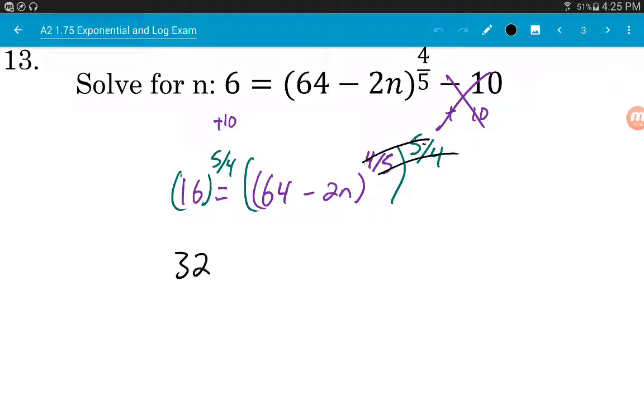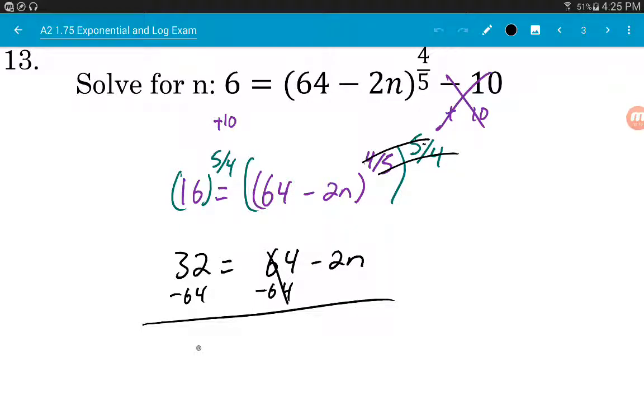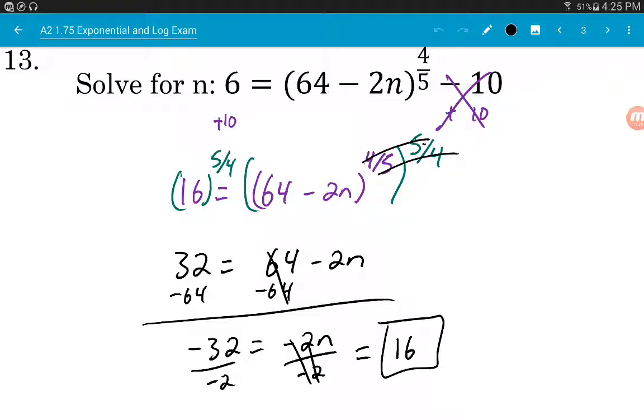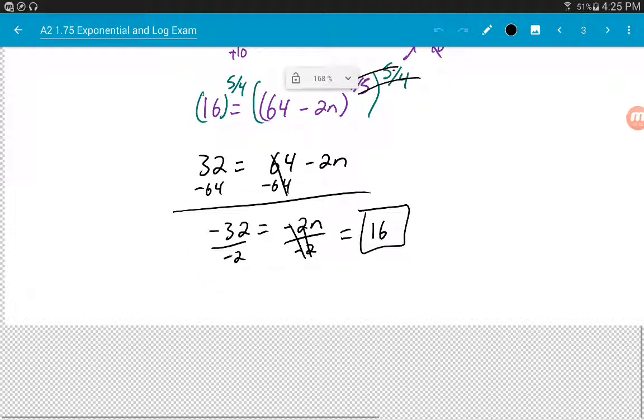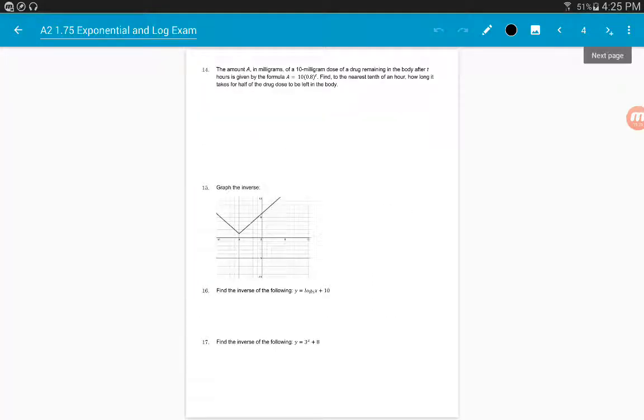So I get 32 is equal to 64 minus 2n. Minus 64 on both sides. I get that negative 32 is equal to negative 2n. And I divide both sides by negative 2 to get that n is equal to positive 16. On to the next question, number 14.